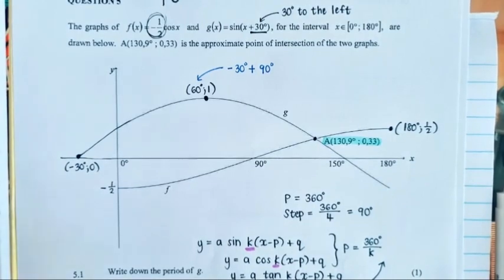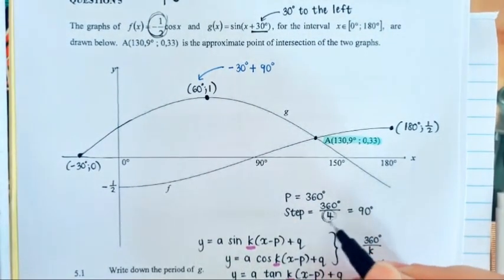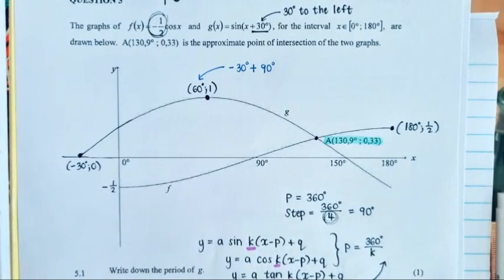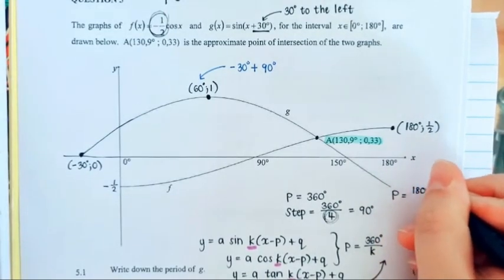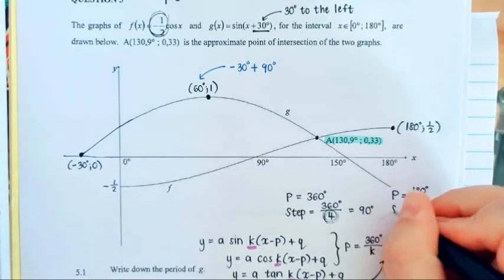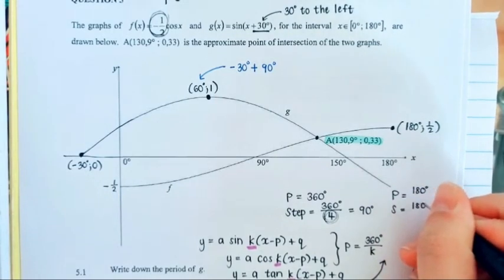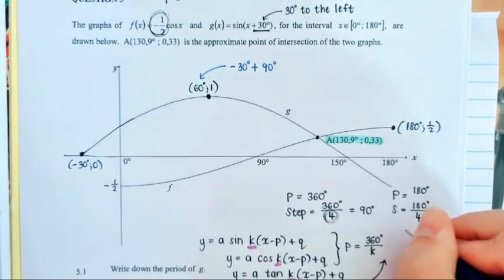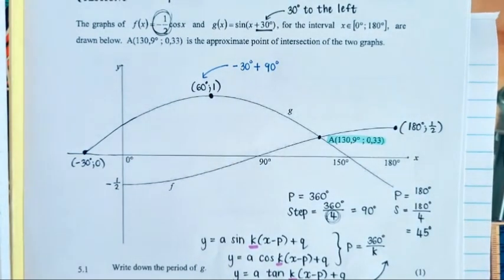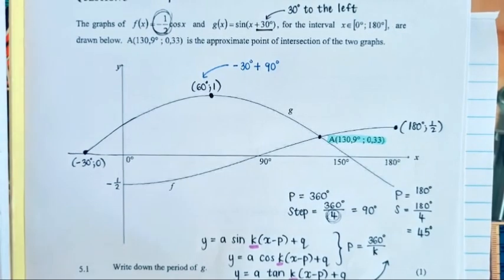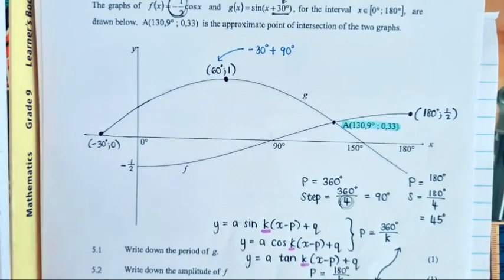Okay, so this is a formula. Step is always period divided by 4. Where was I? Okay, so if the period was 180, then your step would be 180 divided by 4, which would be 45 degrees, which means that you would just add 45 degrees between each of your points, if you wanted to do that.